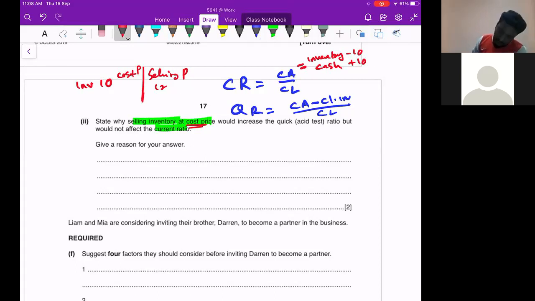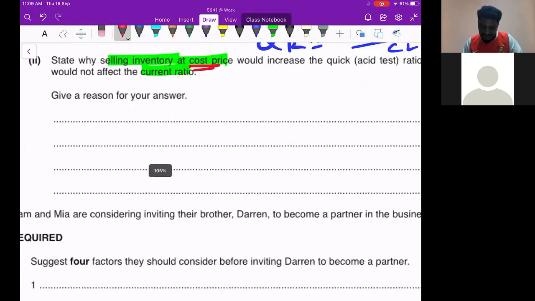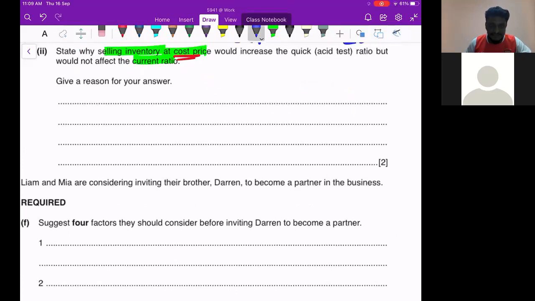But for the quick ratio, we just take the current asset, excluding the closing inventory. So your cash will be increased by 10, but the closing inventory increase or decrease, you don't care. So your quick ratio will be increased. Here, no effect. Here, your quick ratio will be increased. This is the reason. But now we need to put this in words. How to put it in words? We can explain like this.